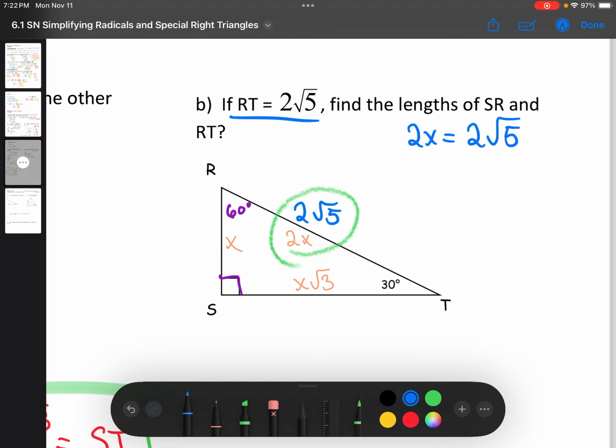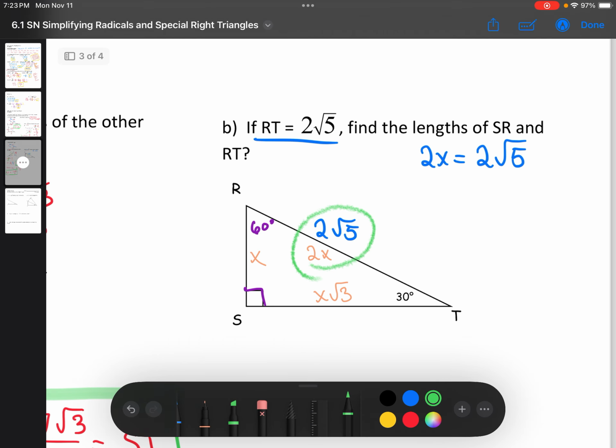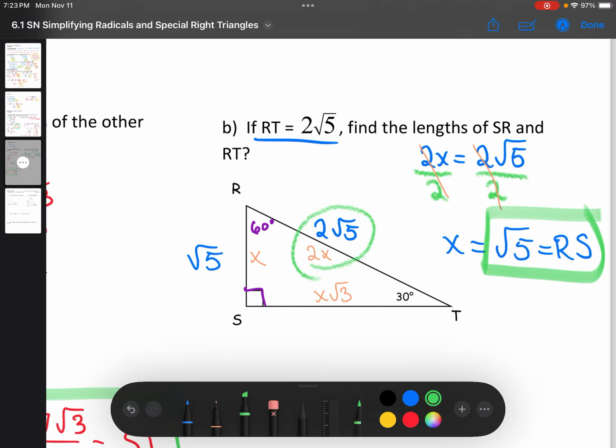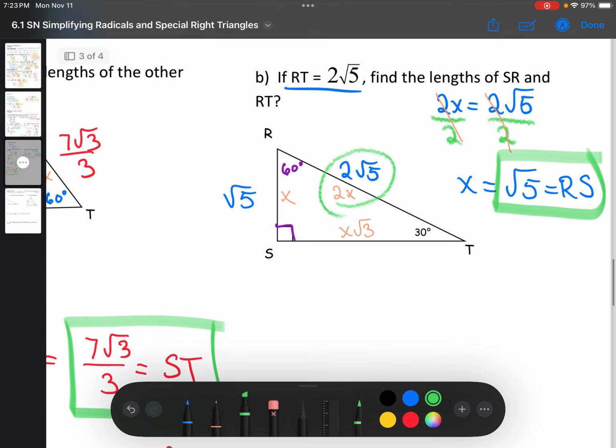I'm really trying to write that 5. And then we divide both sides by 2. And they happen to divide out on both sides. So X is square root 5. And that is side RS. RS is square root 5.